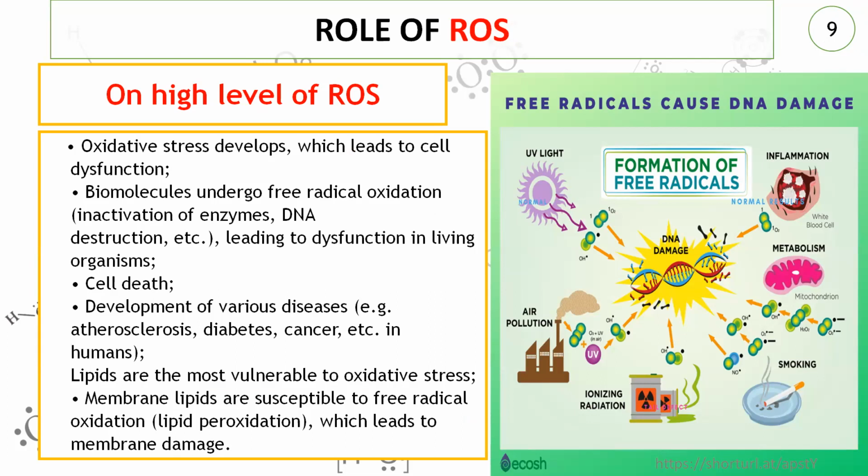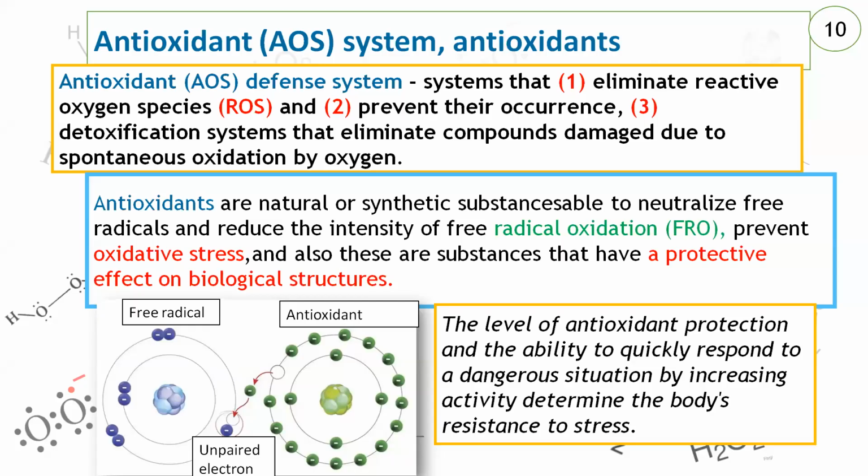Biomolecules undergo free radical oxidation, leading to dysfunction in living organisms. It might also lead to cell death and the development of various diseases such as cancer, and membrane lipids are susceptible to free radical oxidation, which leads to membrane damage. And of course, living organisms have specialized systems that control the level of reactive oxygen species. We will talk about them in more detail later.